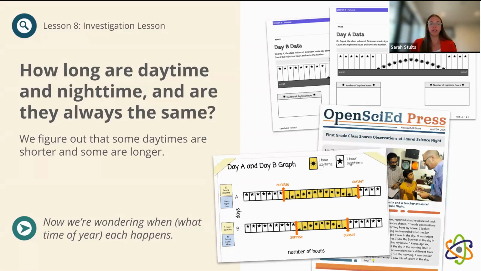Finally, we read a newspaper article sharing additional observations made by the other first grade classroom. This helps us figure out that earlier sunrises and later sunsets cause daytimes to be longer, while later sunrises and earlier sunsets cause daytimes to be shorter. So we add these ideas to our graph. We leave Lesson 8 with questions about, well, when? When did these 2 days that we investigated in this lesson actually happen? Were they at different times of the school year? Are sunrises and sunsets different at different times of the year?